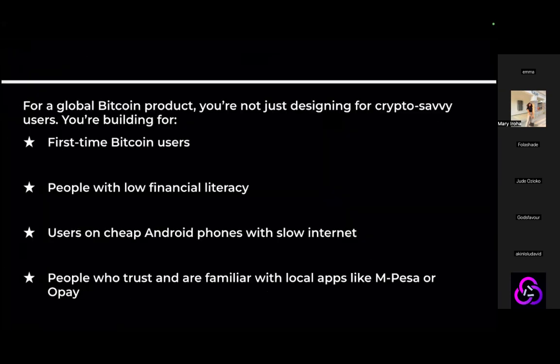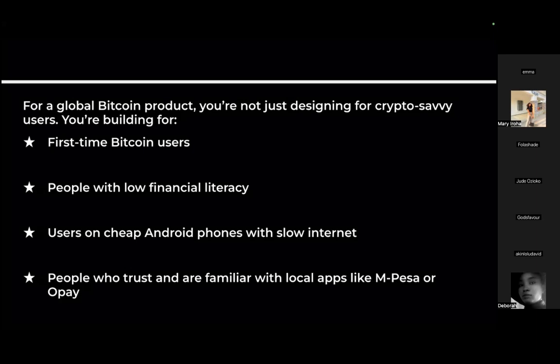So when you're designing it, you have to know you are building for first-time Bitcoin users. For people that don't know anything about it, people with low financial literacy, someone that is just trying to send money to somebody, someone that is just trying to pay somebody's school fees, someone that is just trying to eat because they are hungry. And right now they don't have the currency of that country at hand, and they really need to eat. Someone that has a cheap Android phone with slow internet, and somebody is telling them about your application, about your products.